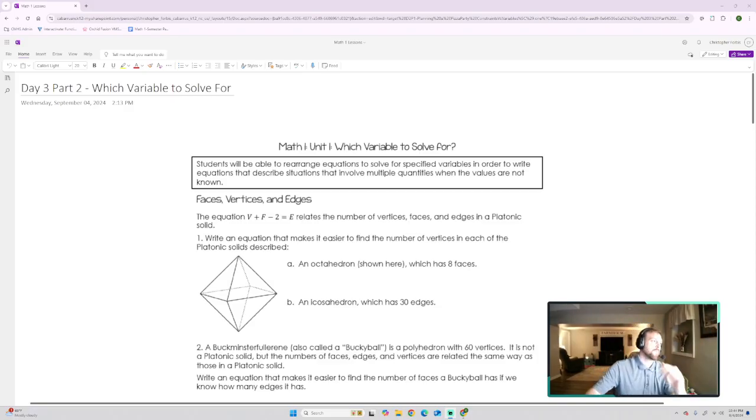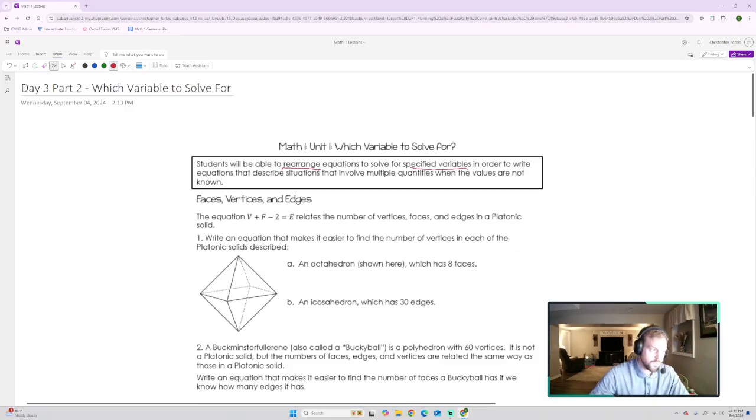Let's jump into it. Students will be able to rearrange equations to solve for specified variables in order to write equations that describe situations that involve multiple quantities where the values are not known. So that's just a fancy way of saying, can we rewrite an equation to get a certain variable by itself? Really stuff that we've already been doing, right?